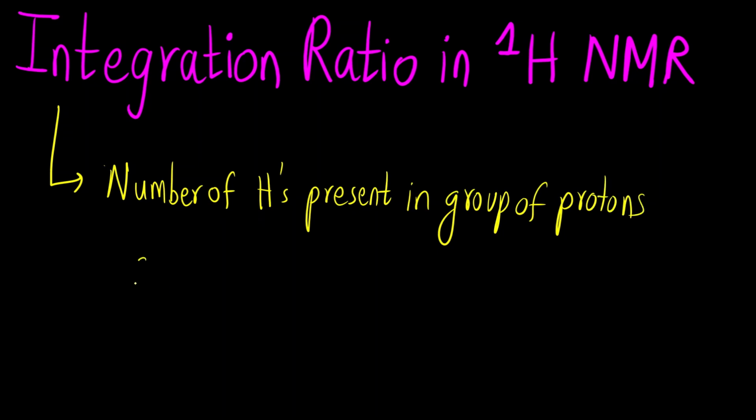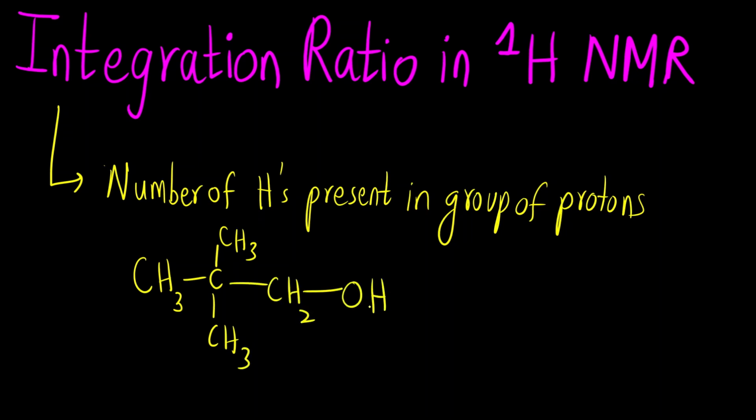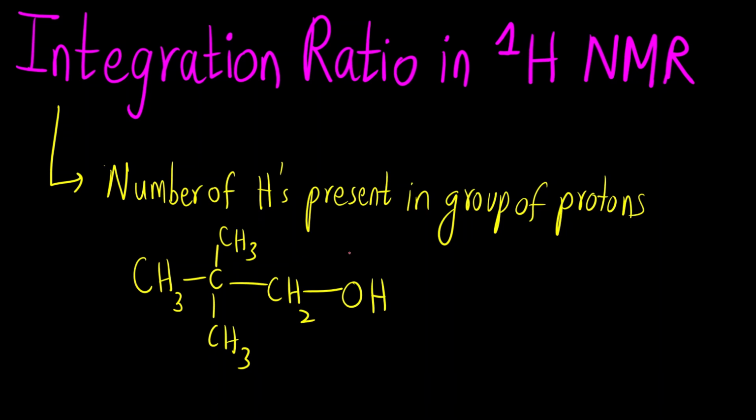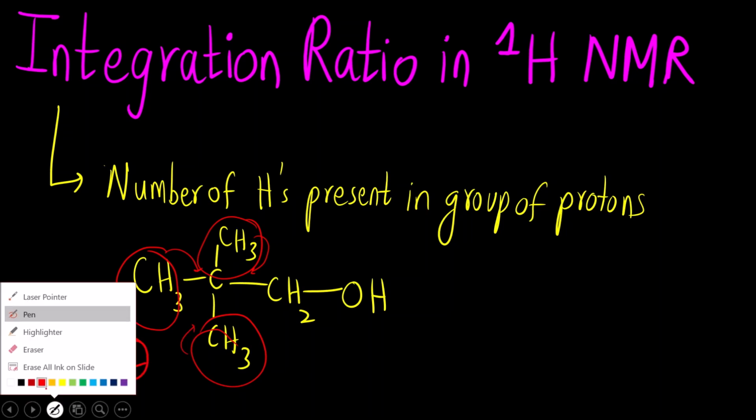Suppose, let us take the example of this CH3, CH2, OH. Now here, first let us count the number of signals. So is there any plane of symmetry present here? Answer is no. If you see the bond connectivity, all these three methyls are attached to the same carbon. So bond connectivity is same.